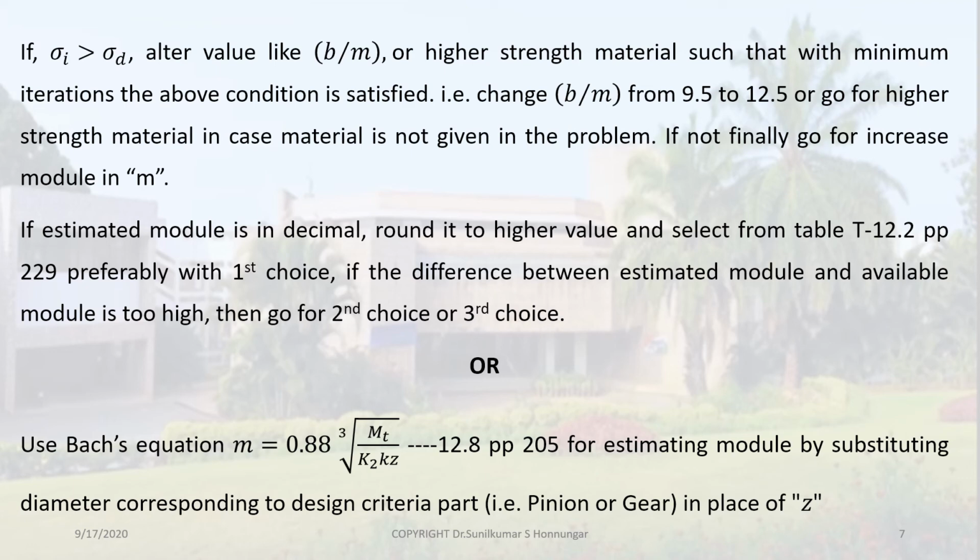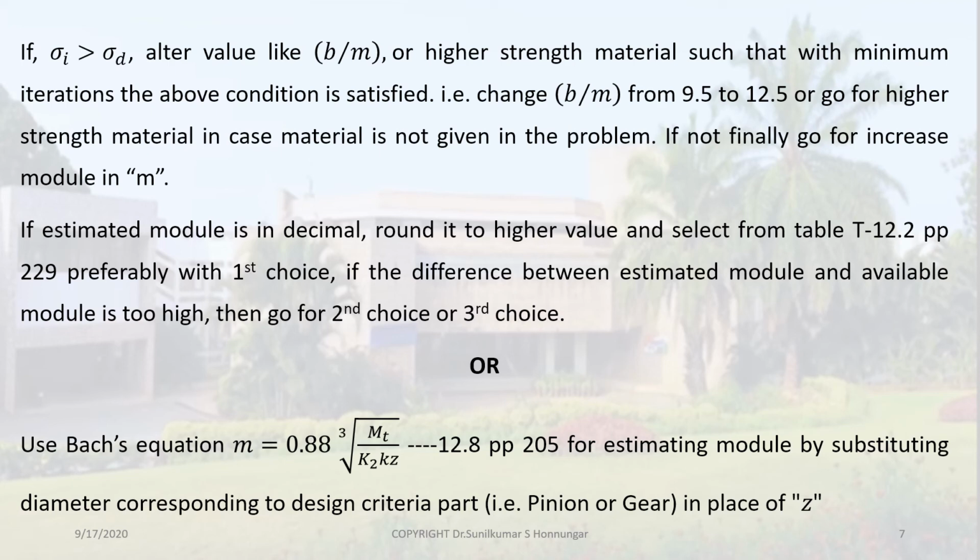And if the center distance is given, again I told you, do not make an assumption of the minimum number of teeth on the pinion. What you have to do is use the Bhandari equation, which I am narrating: m equal to 0.88 cube root of (Mt K2 K / Z), given as equation 12.8, page number 205. So what is that Mt? Same torque. K2 is actually the strength factor. They have given it, refer to that data book.